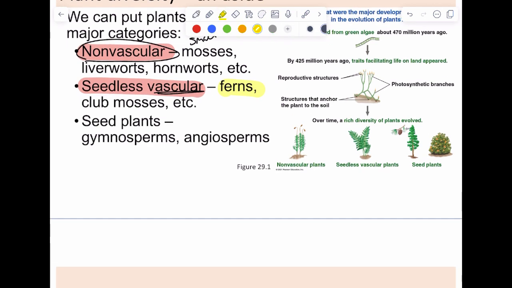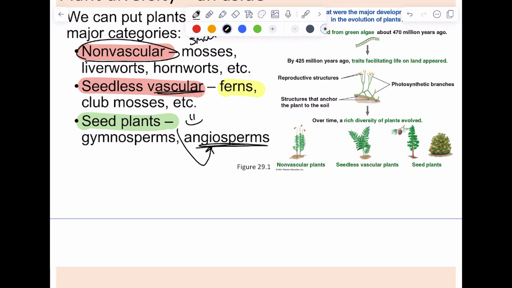Then we have the seed-making plants. Yeah, here's where we're going to spend our time. And even then, we're going to be biased towards the angiosperms. Wait. So gymnosperms make seeds? Of course. But where are the seeds? They're hidden inside the cones. Why can't I see them? Because they're small. Seeds turn out to be small.